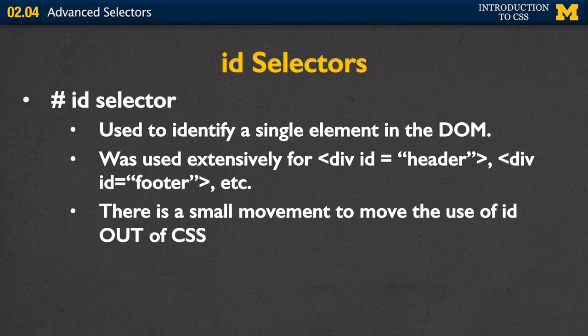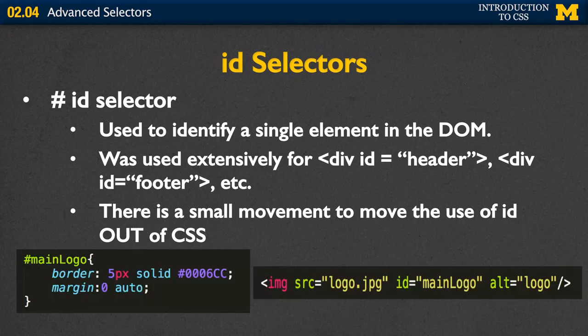So let's see an example really quickly here just on the screen of how it works. In my HTML, I would go ahead and put in my source, my alt tag, but also ID equals main logo. Then in my style sheet, using the pound symbol along with the ID name, the browser is going to know, oh, whenever I see one of those images, I want to make sure I add this border and this margin.